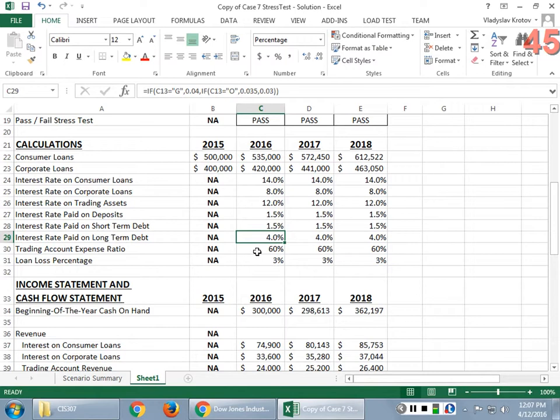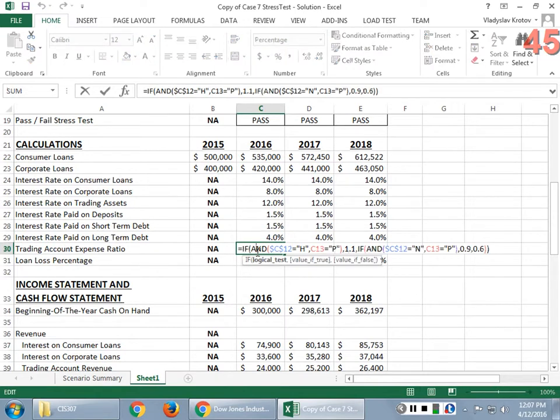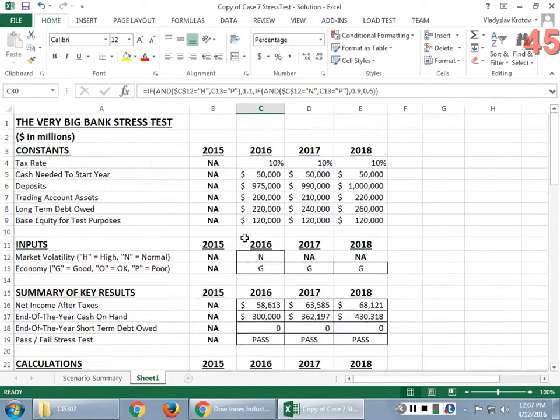And then trading account expense ratio. Now, this is how it works. Let me talk about trading account first. You see, you own stocks as a bank. Okay, so this is the value of your stock. Now, if you as a bank engage in those trading activities, you need to have your own trading department. You need to have those stock brokers working for you. Okay, they're the ones who will be buying and selling stock on your behalf.